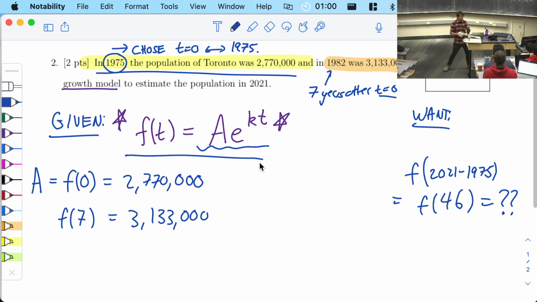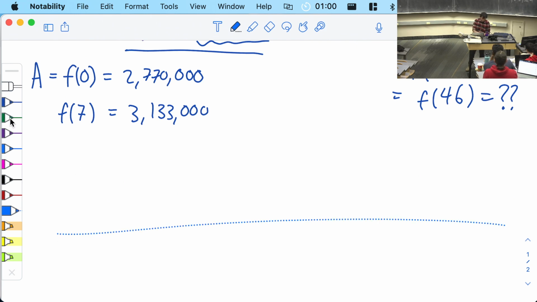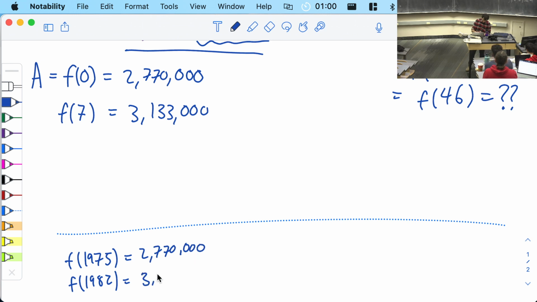Yes, that would work. So you could equally well have done f of 1975 and f of 1982, and then this is 2,770, and this one is 3,133,000, and you want to find f of 2021. This will work. It'll be an extra amount of work.